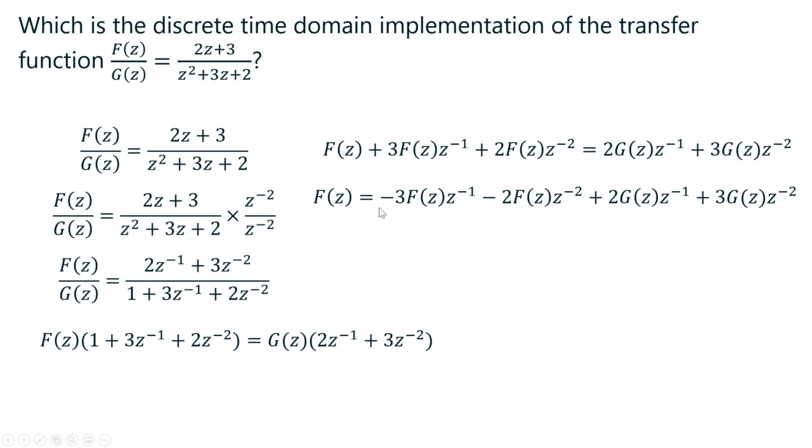So you just have to make sure that you don't have any positive exponents of z in here, essentially, because that would require you to look into the future, which you don't know. You just know the current value of g. So you can get the current value of g, and you can get any previous values of f. And the reason for that is because g is the input and f is the output.